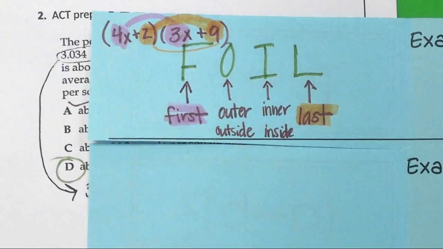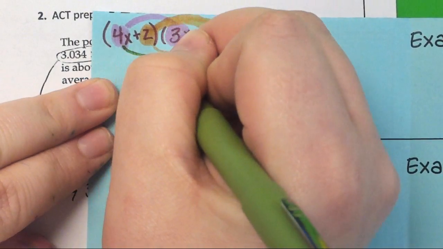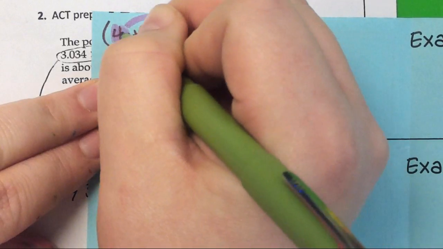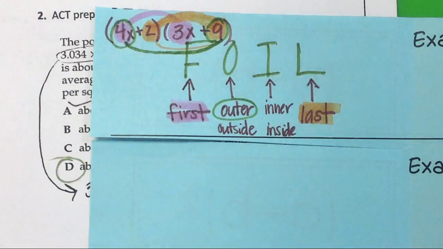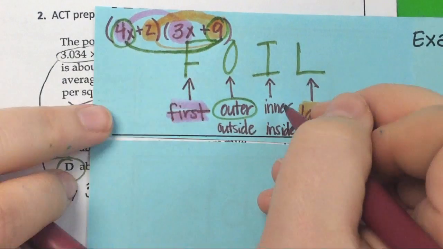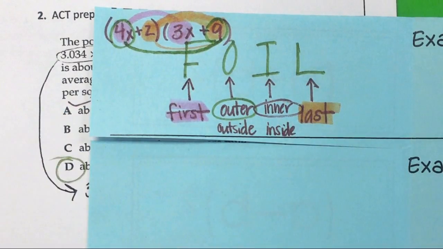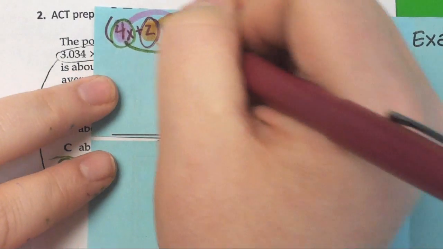So now we have to discuss outer and inner like Maggie wanted. What do you think is going to be the outer terms? 4x and 9. Exactly. Outer really means on the outside. They are the outer. Inner is really the 2 on the inside. So what is that going to be? The 2 and the 3x.